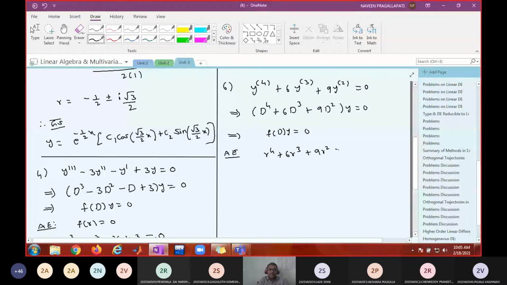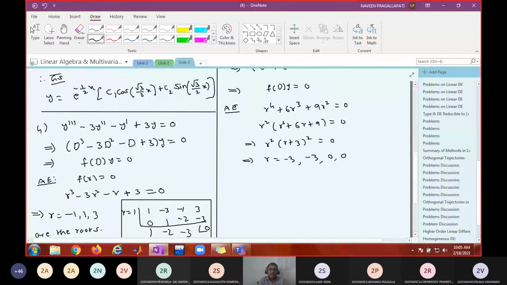We take r square common. r square into r square plus 6r plus 9 equal to 0. That means r square into r plus 3 whole square equal to 0. That means what are the roots? Minus 3, 0, 0. Now can you tell me the roots? Roots are real, but some of the roots are equal.